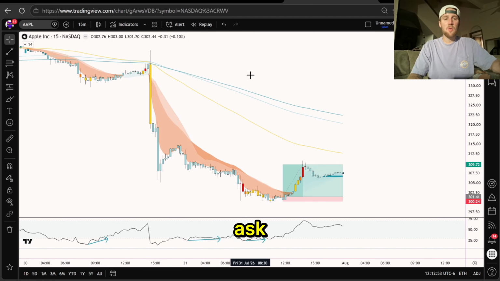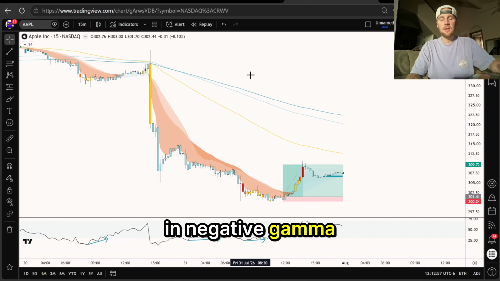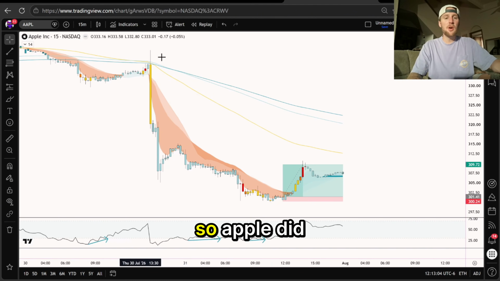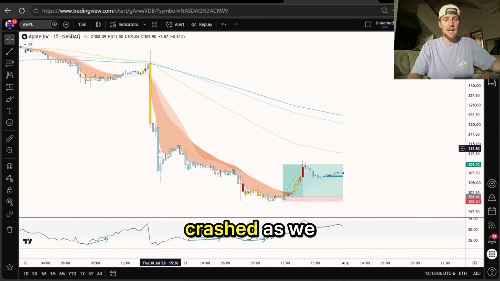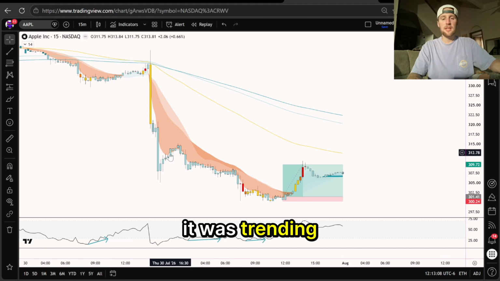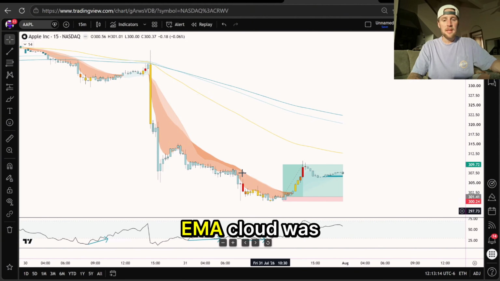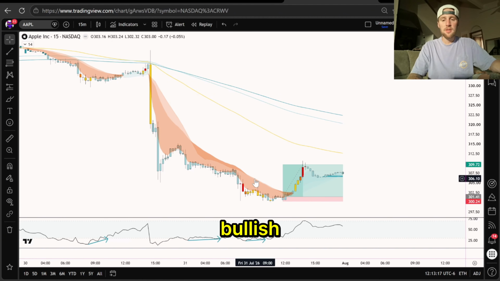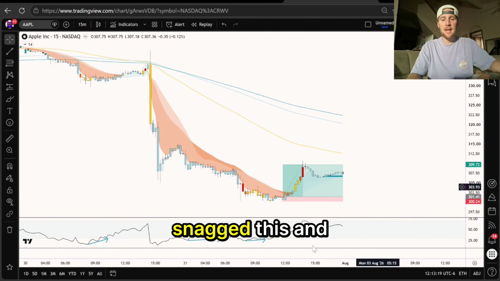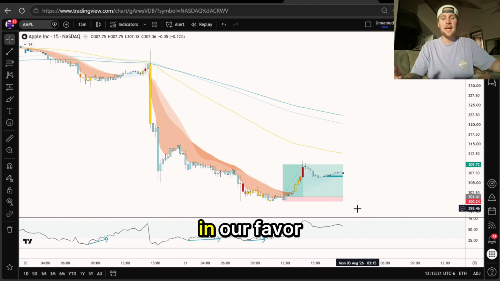Now you may ask, why did we take Apple calls if Apple was in negative gamma? Well, the answer to that is the trending days of negative gamma can work both ways. So Apple did open here. We crashed as we opened. It was trending down, massive sell-off, and then volume started confirming right down here on this rounded bottom. EMA cloud was about to turn bullish. That was our entry. So we snagged this and the trade ran in our favor.